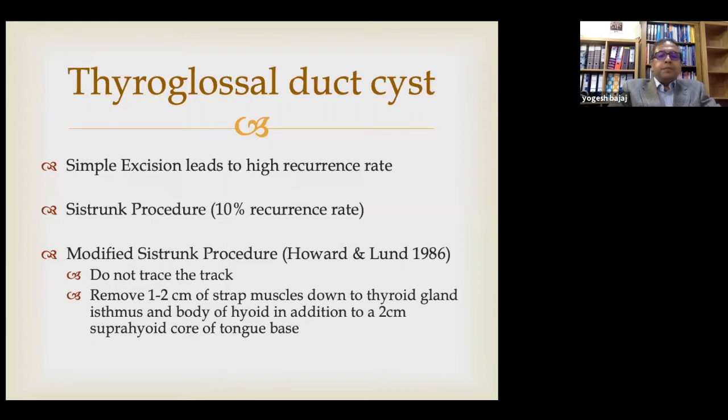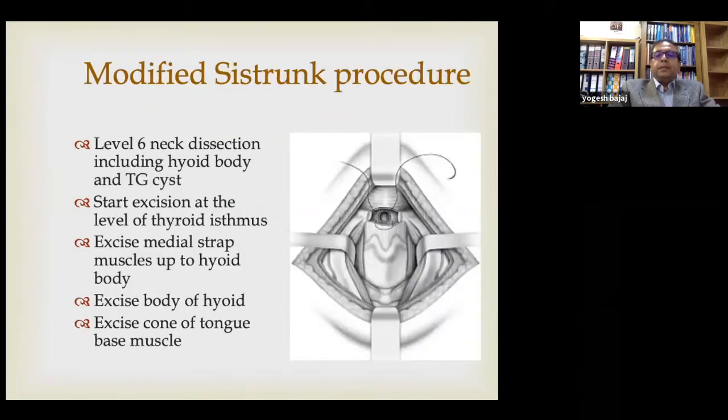More or less now in my practice, what I do is a modified Sistrunk procedure. The key thing with thyroglossal surgery is do not trace the tract. It's a wide excision. Essentially, as I describe it to my trainees, just think of it as a level 6 neck dissection, including the hyoid body and the cyst. After you've raised the skin flaps and exposed the neck structures, you will first identify the thyroid isthmus, and that's where your excision starts.